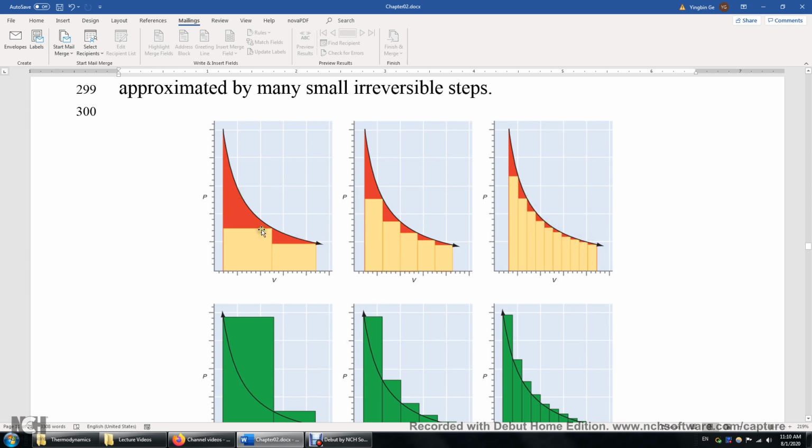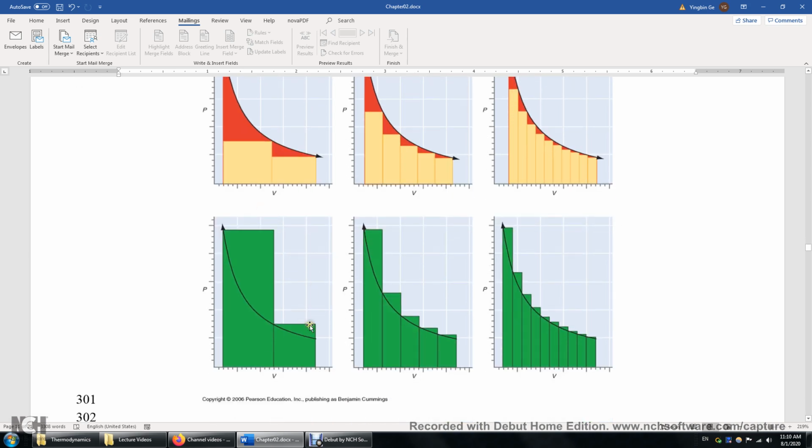But look at the red regions. They get smaller and smaller when we use more and more steps. Now imagine instead of 10 bars, imagine 100 bars. And then in that case, you will see the total area of the 100 yellow bars is going to be very close to the area under this PV equals nRT curve. And in that situation, we say, well, this process is awfully close to a reversible process.